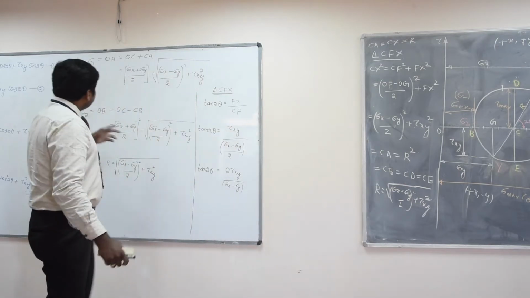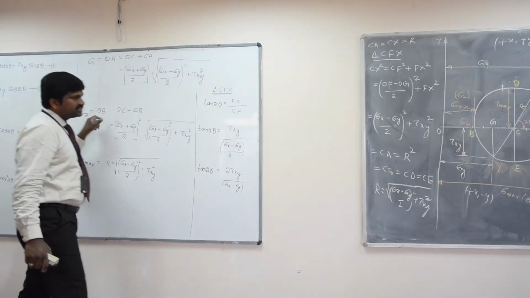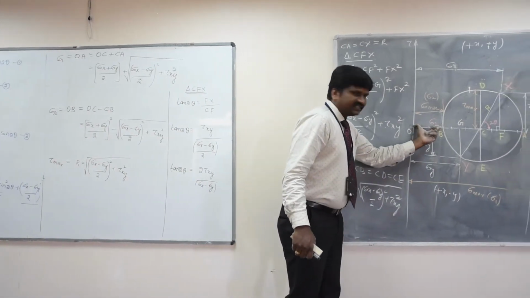Similarly, we do it for the minimum principal stress. The minimum principal stress, that is sigma 2, is equal to OB, this distance.